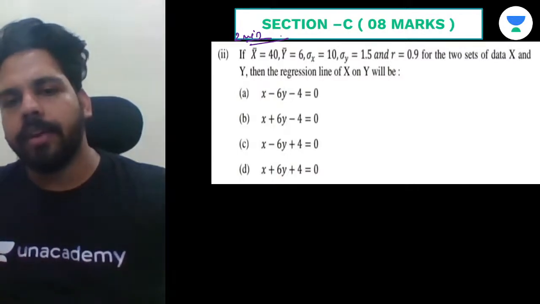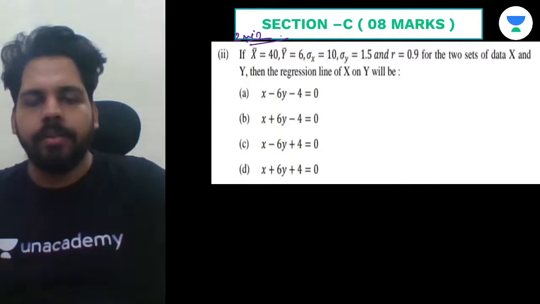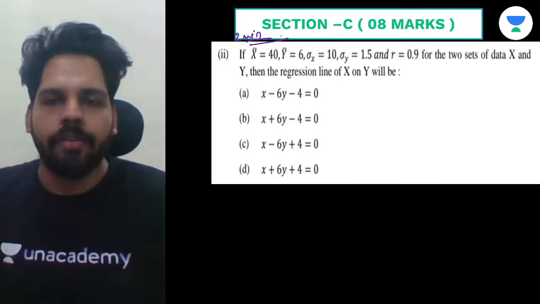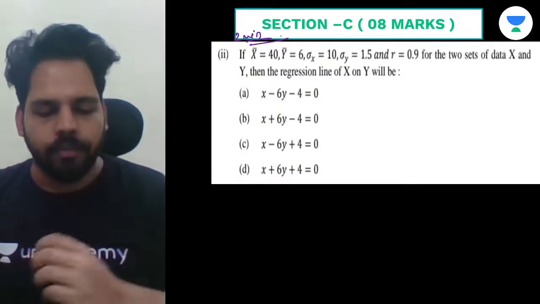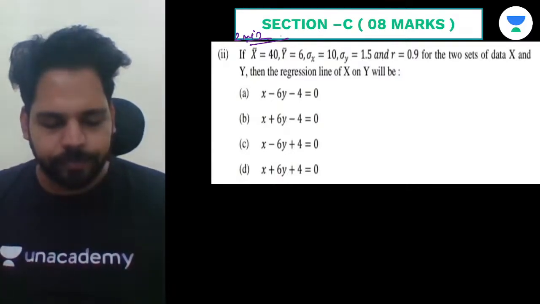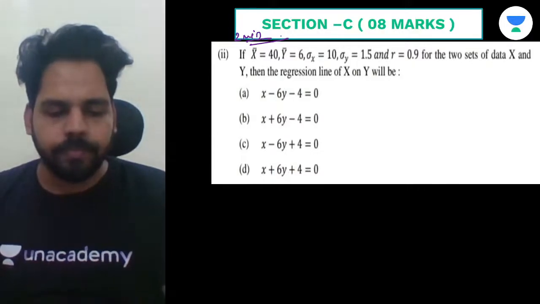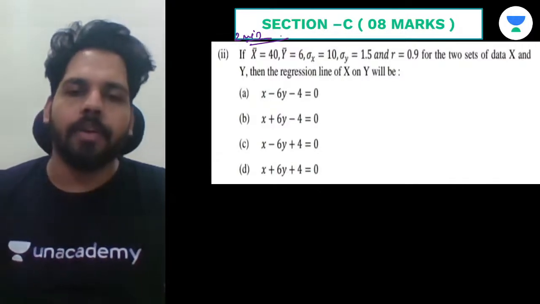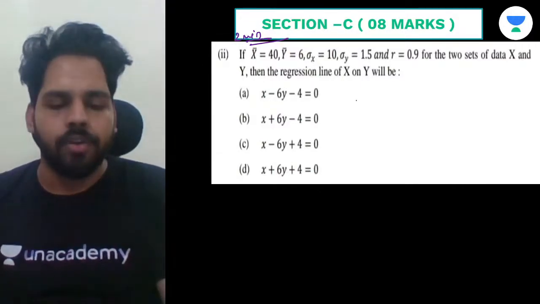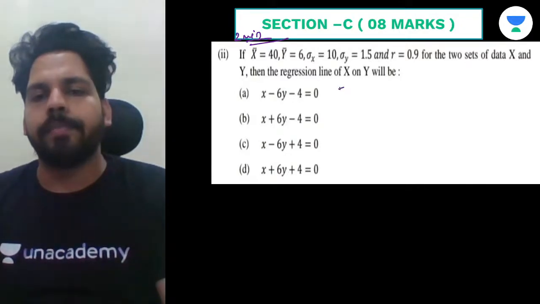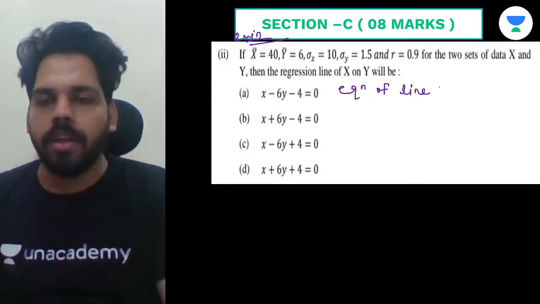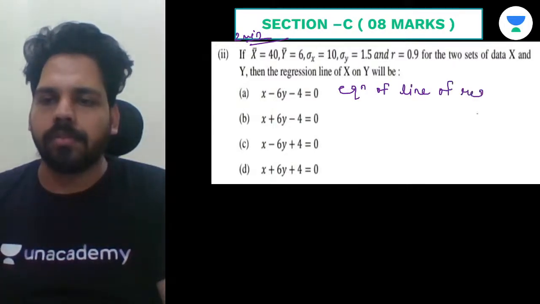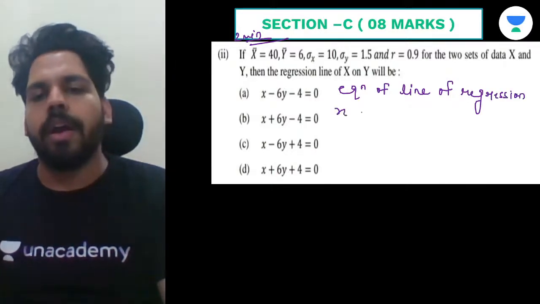This is the question which can be done directly by using the formula, right? And we just have to find the regression line of x on y. So I hope you know the formula. I'm just telling you the formula first of all, so you can use it and you'll be able to find the equation of the line. So we can write here the equation of the line of regression, x on y.